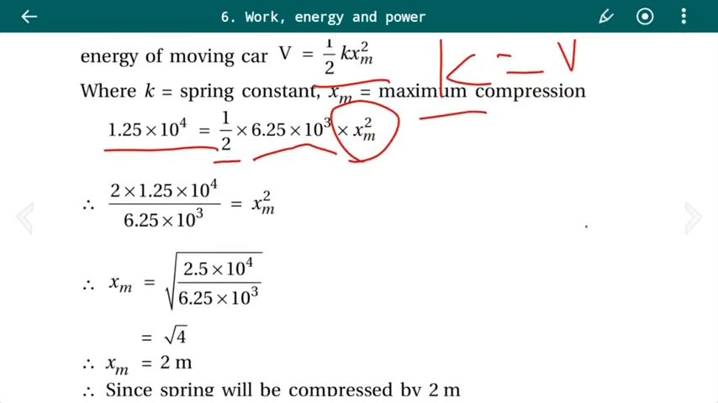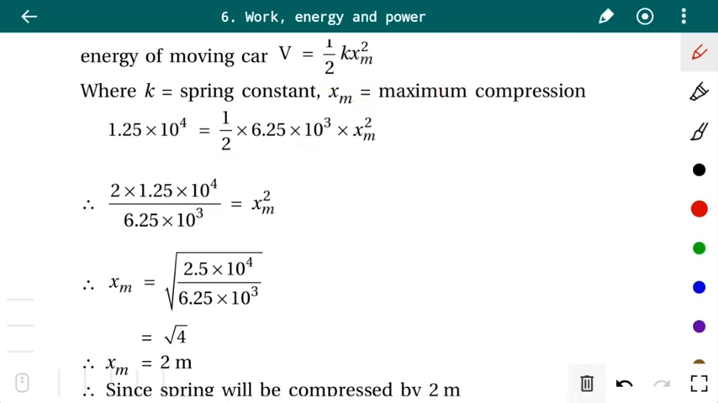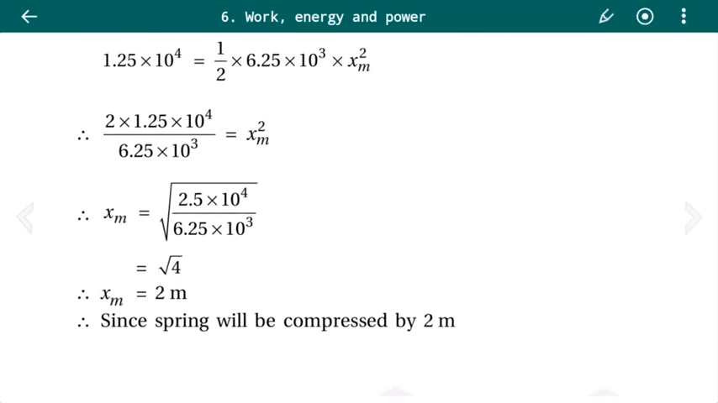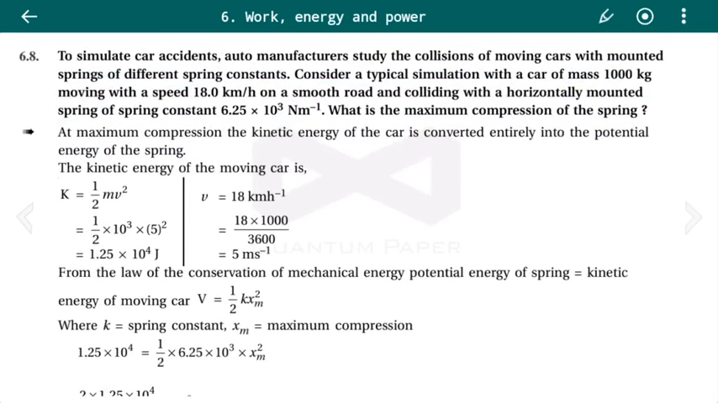So when we calculate this, we get xm square equals 2 into 1.25 into 10 raised to 4 upon 6.25 into 10 raised to 3. So taking root on both the sides and calculating, we get root 4, that is 2 meter. Thus the maximum compression of the spring will be 2 meter. So students, you may note down this numerical.